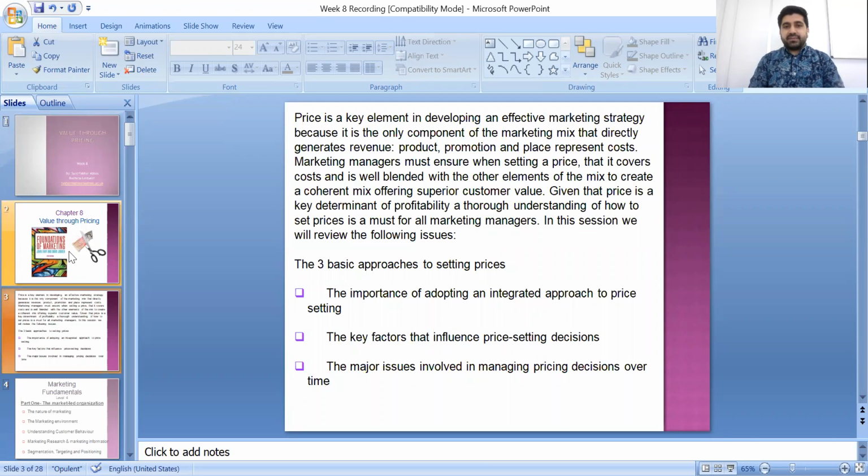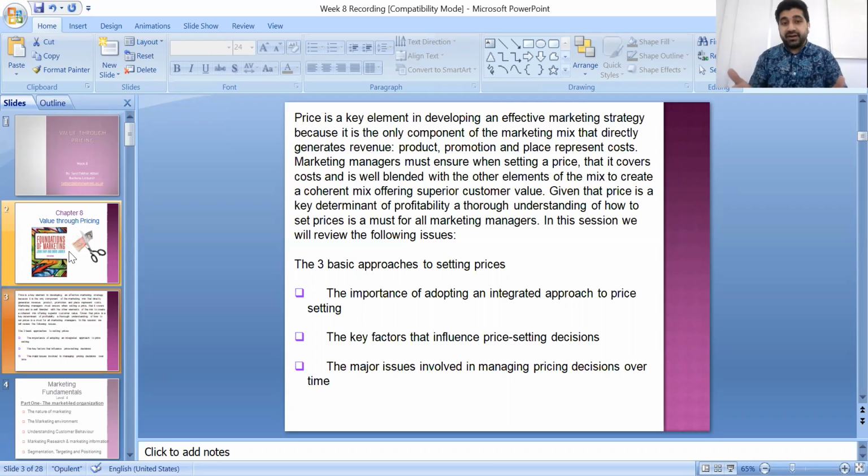Price is a key element in developing an effective marketing strategy because it is the only component of the marketing mix that directly generates revenues. Product, promotion, and place basically represent cost. Marketing managers must ensure when setting a price that it covers the cost, and that it is well blended with the other elements of the mix, offering superior value to the customer.